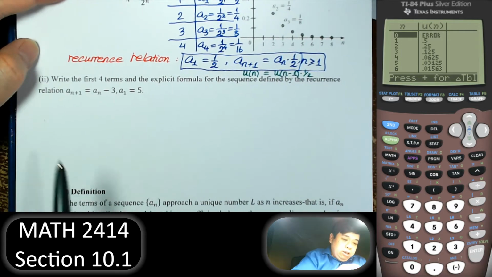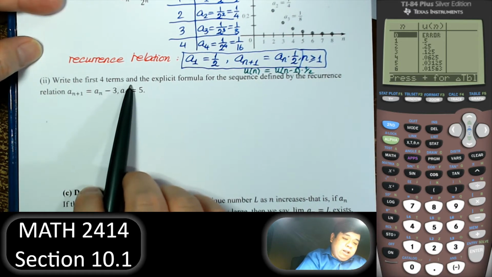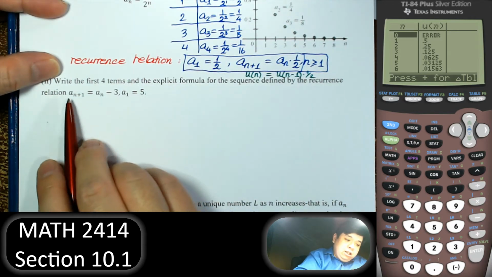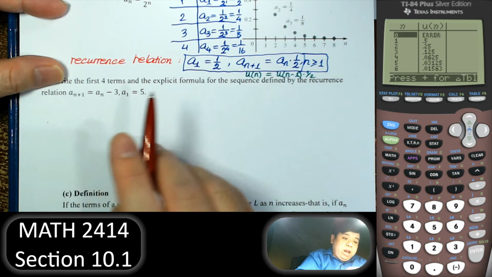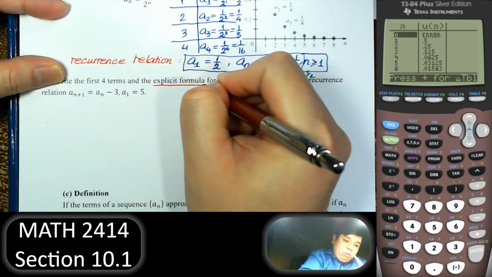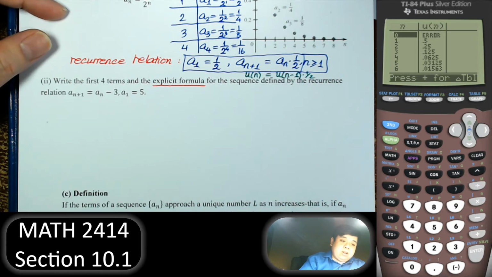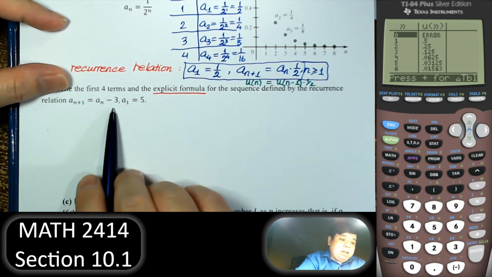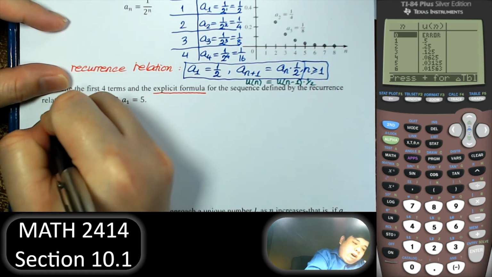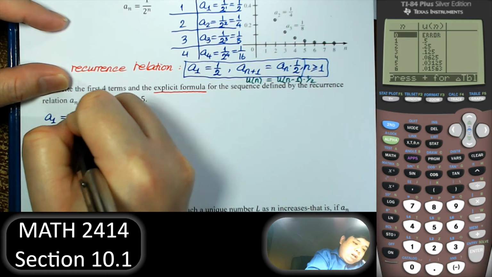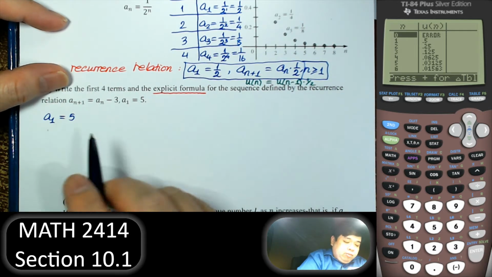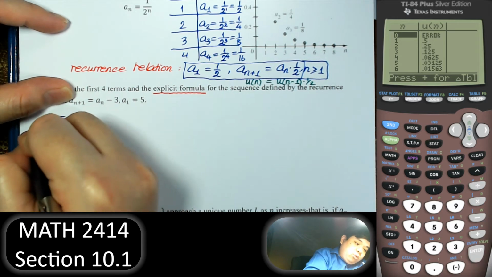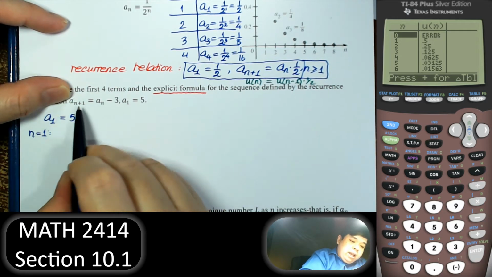Right, now let's go here. Write the first 4 terms and the explicit formula. So in this case, we are given a recurrence relation. We will write the explicit formula. Right, let's start. So pretty much we just choose the values for n and we substitute in here. We have a1 is 5. That's what's given. Easy. The next one, to get to a2, we're going to let n equal to 1, and we substitute into here.